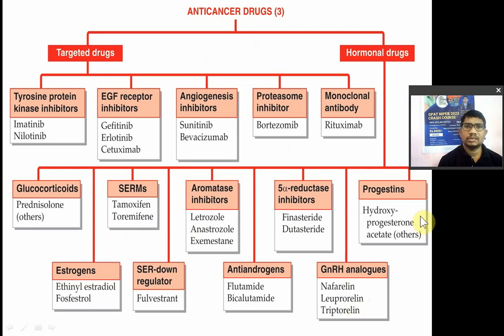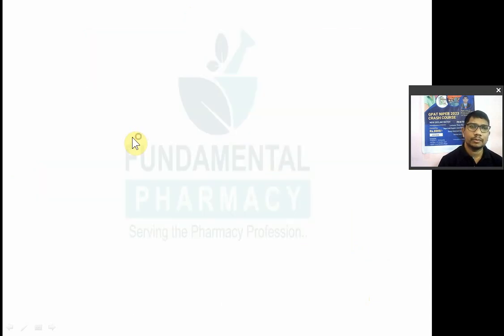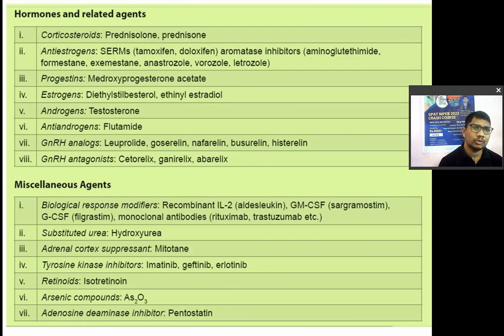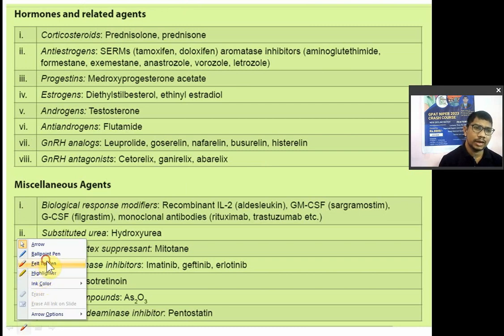Now progestins, they are used in cancer: hydroxyprogesterone acetate and others. So this classification you have to remember. Now we'll see it again. Hormones and related drugs which are used as anti-cancer drugs.